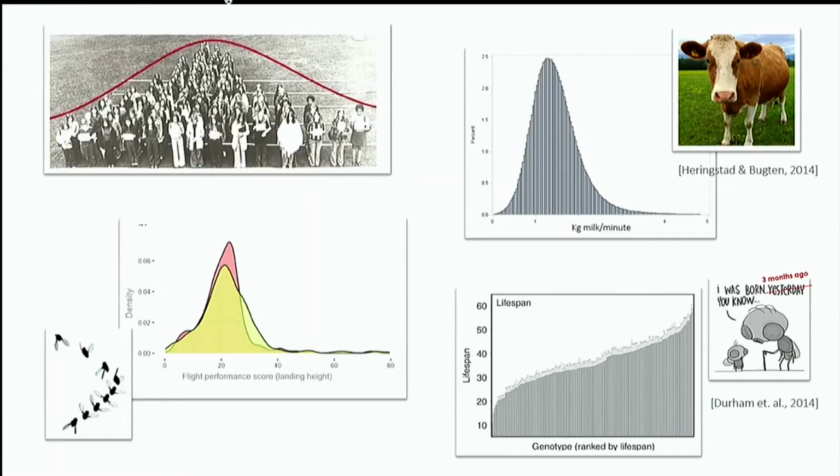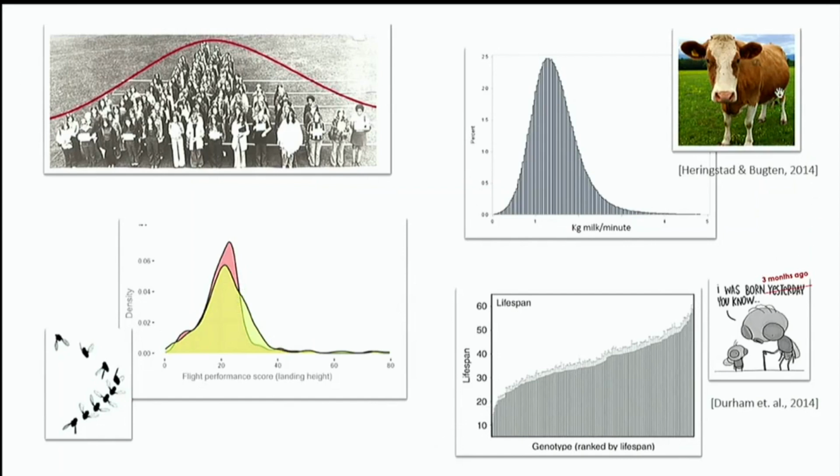For example, this is a distribution of phenotypes in flight performance of flies. You have very, very good flyers, very crappy flyers, and in general, you have a nice normal distribution. This is the distribution of longevity in fruit flies. You can have genotypes that live on average 15 days, but you can have genotypes that live 60.